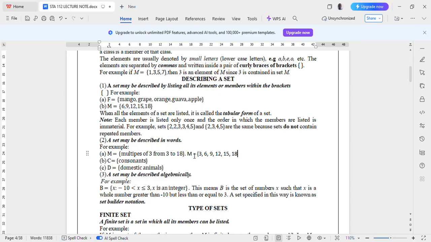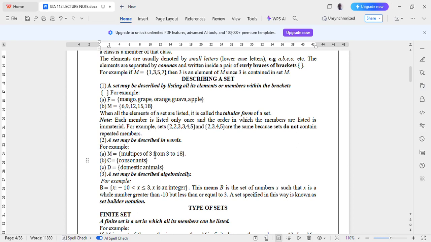So this is what this set is talking about. That is the multiples of 3 from 3 to 18. So, describing it, in a question they can just give us something like this: M is equal to multiples of 3 from 3 to 18.